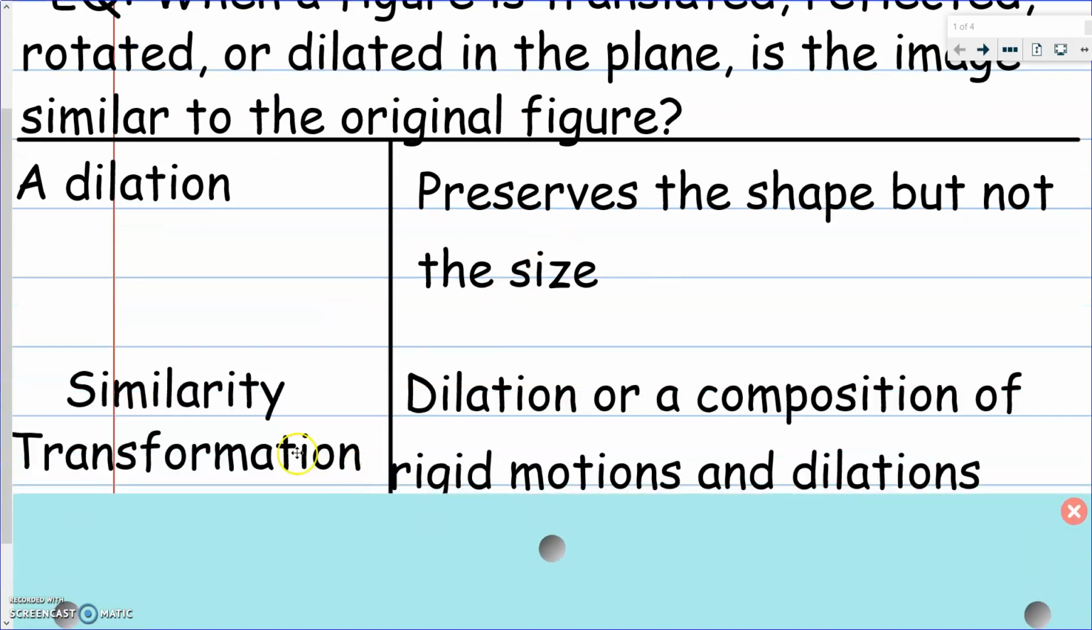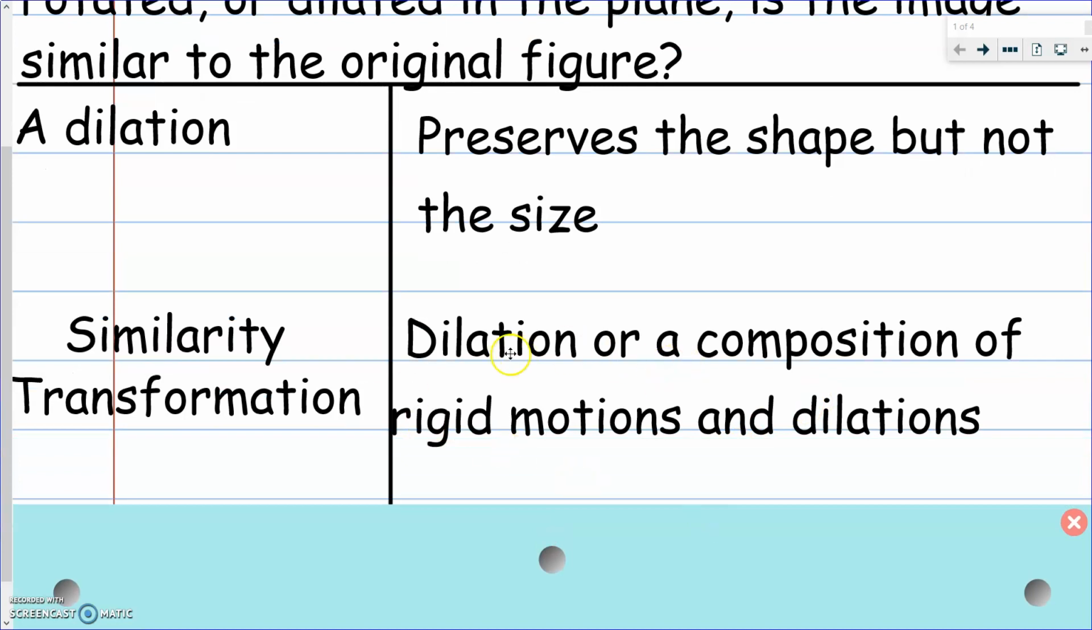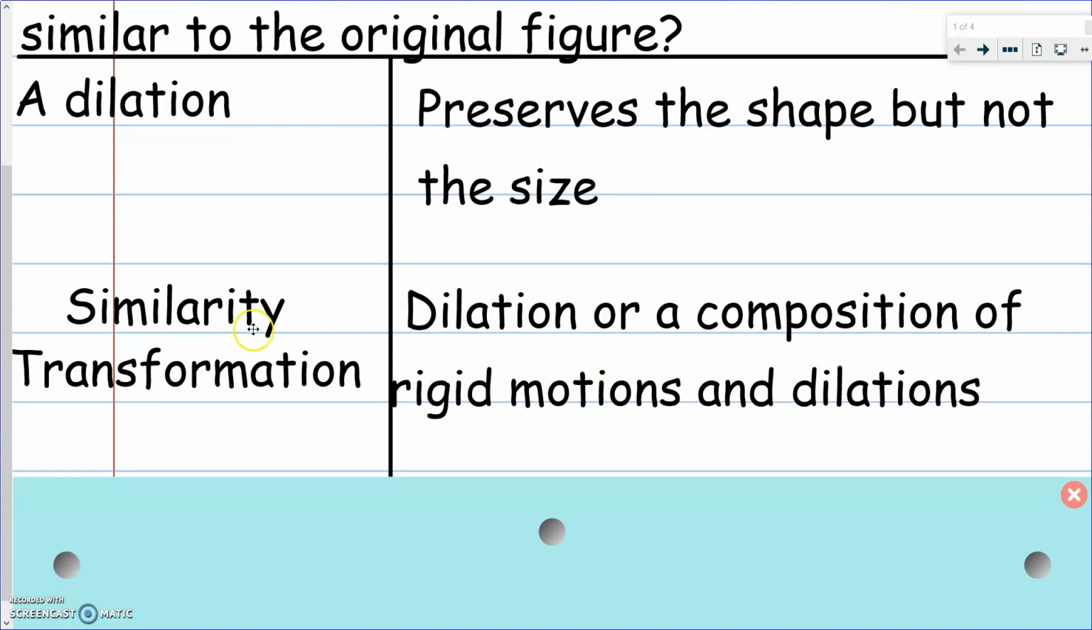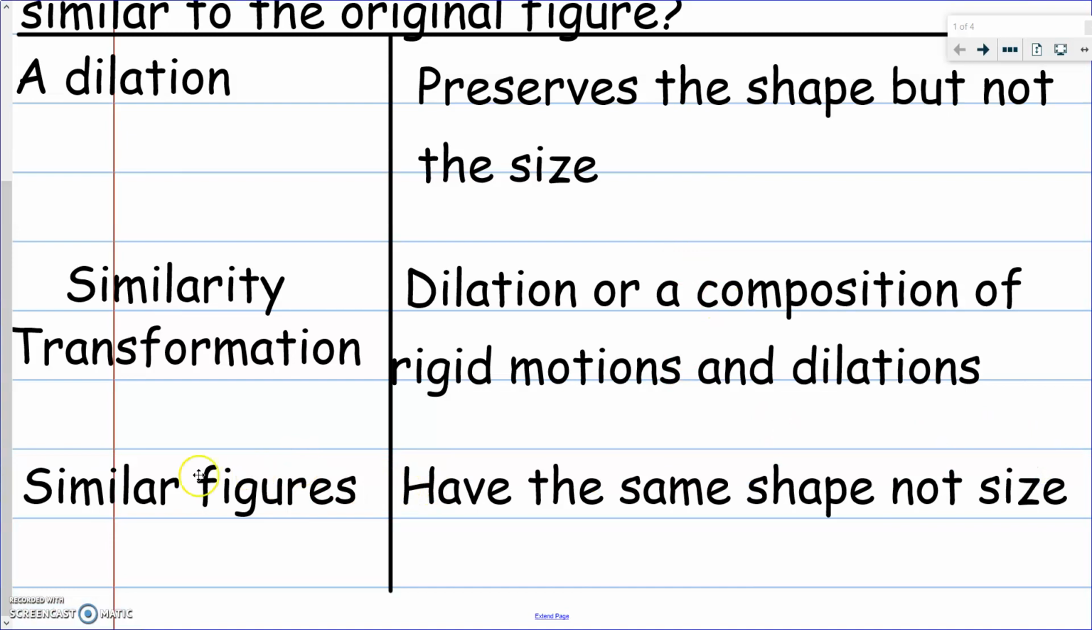A similarity transformation is a dilation or a composition of rigid motions and dilations. What happens is we're going to have a zoom in, zoom out, enlargement, reduction. We can slide it and rotate it and flip it. But once we dilate it, we're changing the size but keeping the shape. And this is going to become a similar figure, which has the same shape but not the same size. So we're just moving figures in and out of the plane.